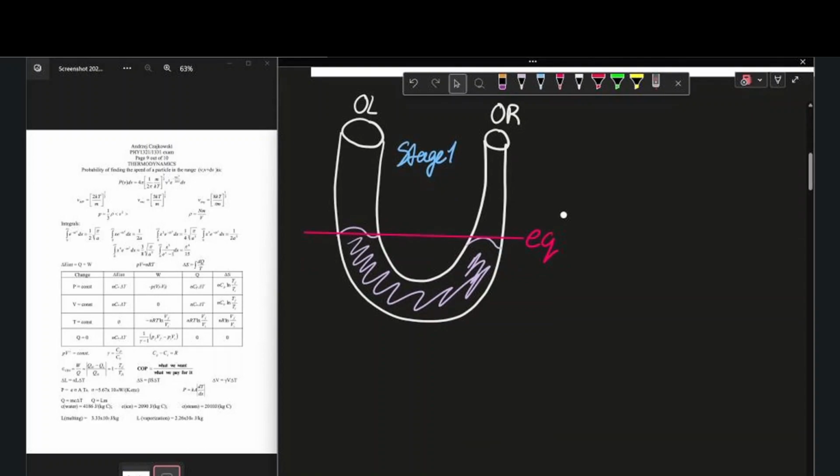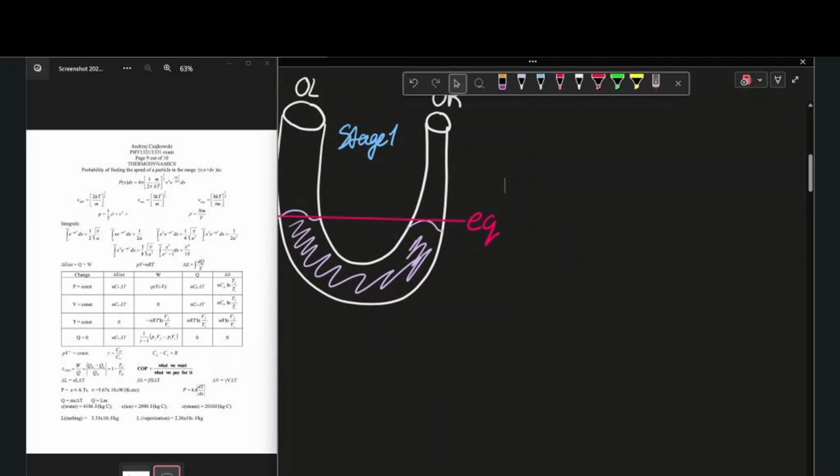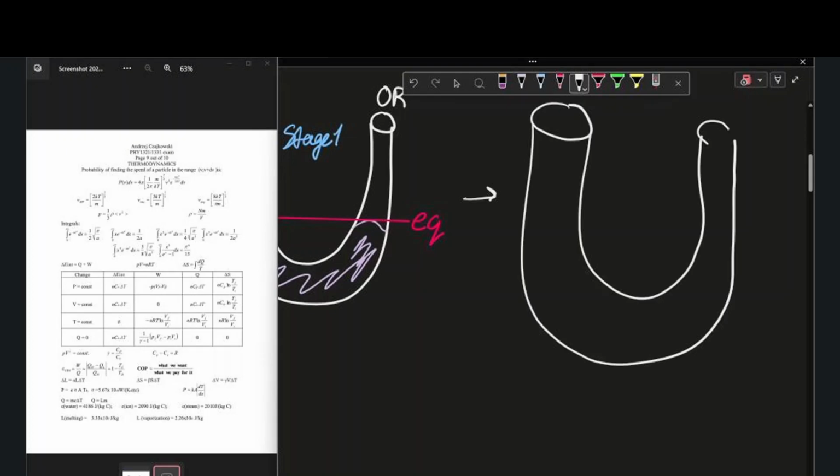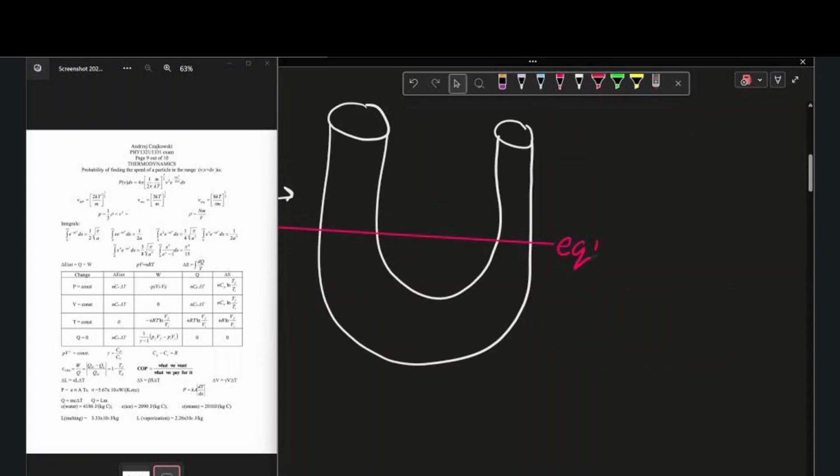So nothing has happened to the system. This is purely equilibrium, right? But then we transition into stage 2. And I think it helps to have multiple images just to make sure you know what's happening. So, of course, this. And the same EQ line we'll write as EQ prime, or the old equilibrium line.